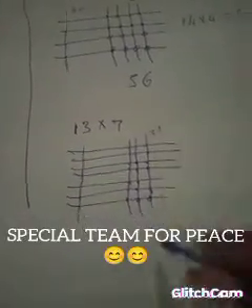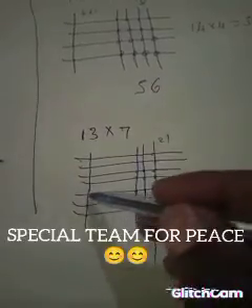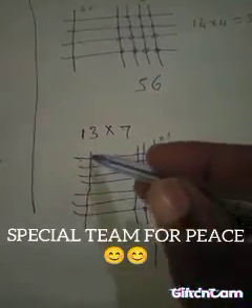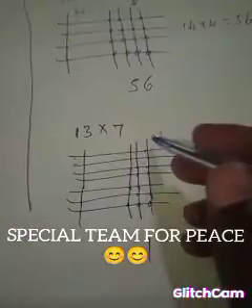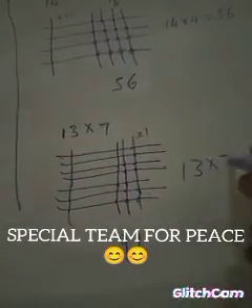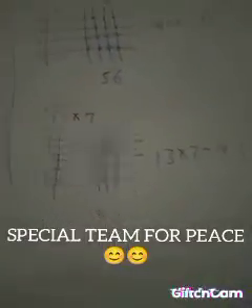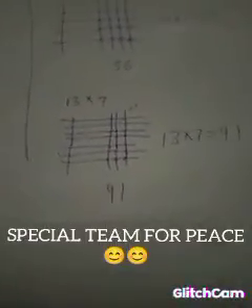So they are 21, write 1, carry 2. On the other side there are 7, plus this 2 becomes 9. Therefore 13 times 7 is easily 91. So let the kids enjoy the lesson.